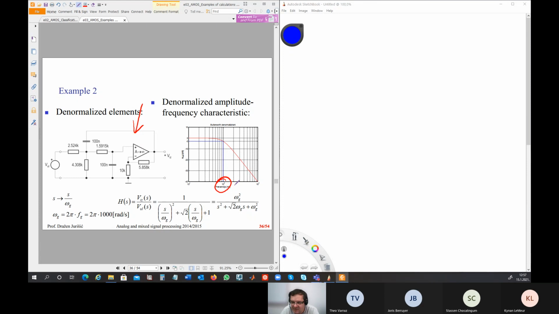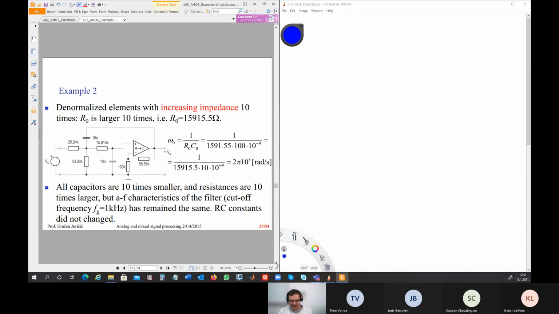Usually, what we choose for R0, if you want to make some filter for telecom, then you will have to use R0 of 600 ohms because it is the resistance of the telecom provider. For example, A1. Okay. Now there is the next question. What will happen if you increase impedance 10 times? For example, if you use R0 larger 10 times, what will happen?